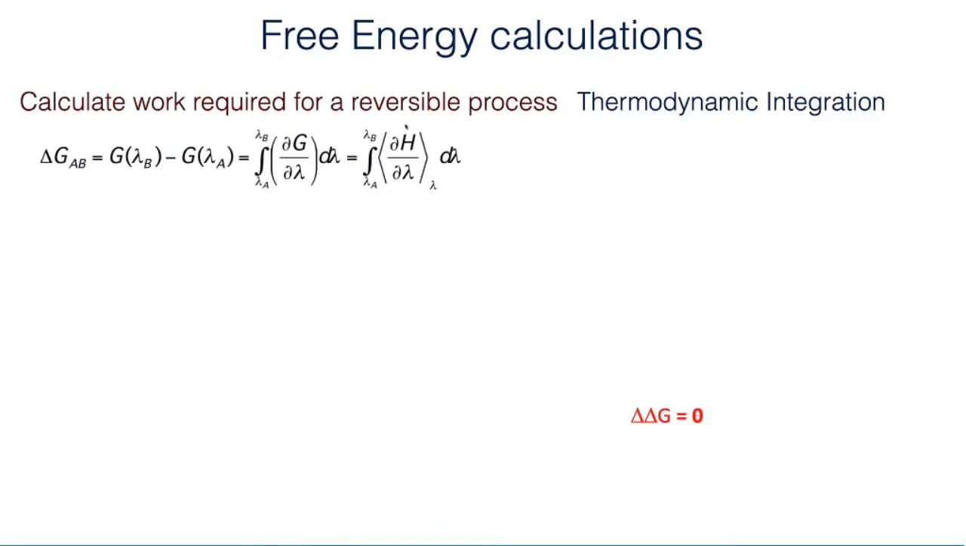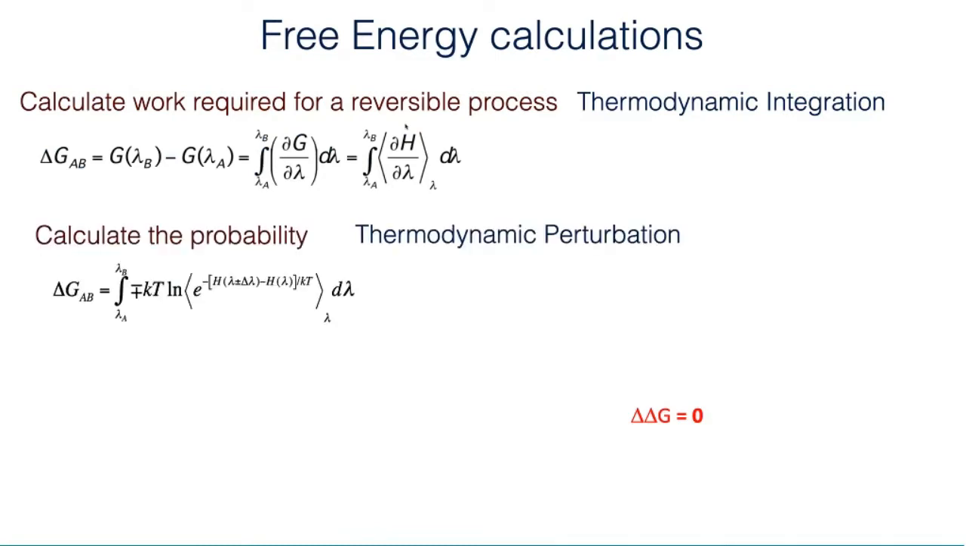And most of the work which I'm going to present today involves another technique, which is free energy calculations. Now there are two ways to calculate the free energies. One is called the thermodynamic integration method, where you calculate the reversible work required for a given process. And the second method is thermodynamic perturbation. In this method, you calculate the probability of finding a given system in a given state.